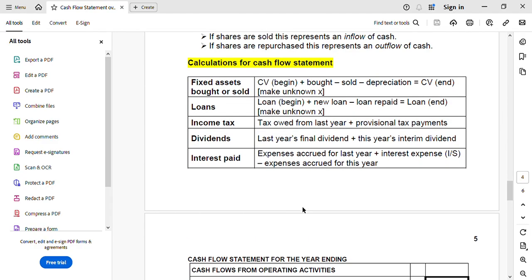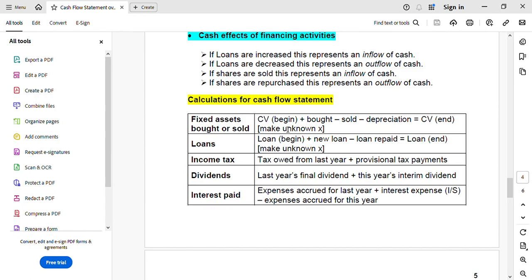So basically what we do is the following. We start with the carrying value at the beginning of the year. Anything that you buy will increase your assets. Anything that you sell will decrease your assets, and depreciation takes down the value of your assets. And that will give you your carrying value at the end. And then whichever one here you're trying to work out, you simply make X and solve for it. But there you must show these workings.